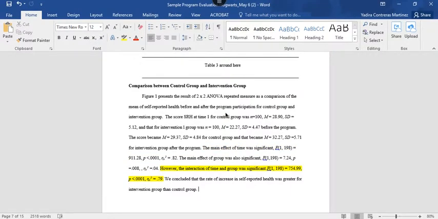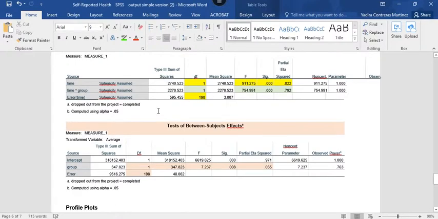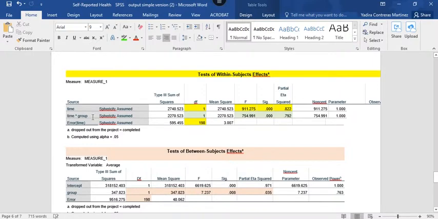For the following sentence, you'll go back to the within subjects effect to compare both time and group. Here you see time and group. You will state that the degrees of freedom are the same, 1 and 198. The F value is 754.991. Translate that to 754.99 for APA. P is less than 0.0001. And the partial eta squared is 0.792 or 0.79 for APA format.